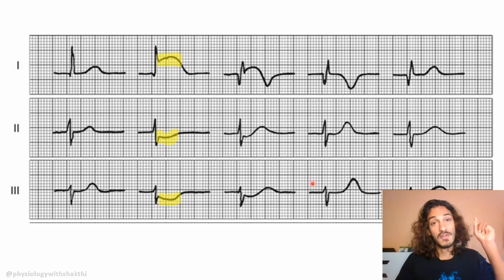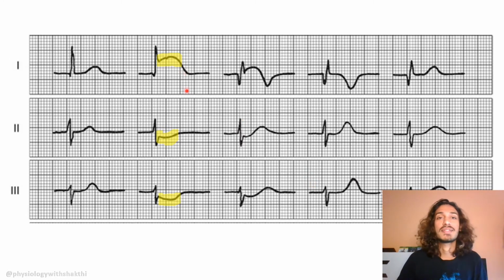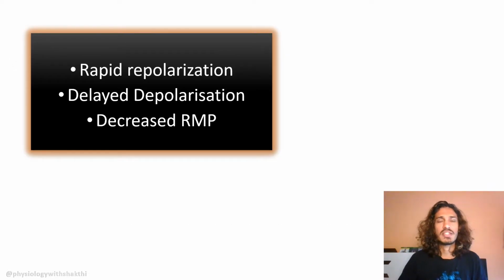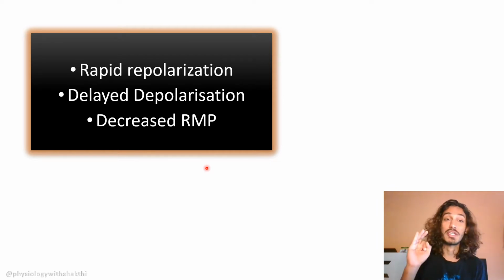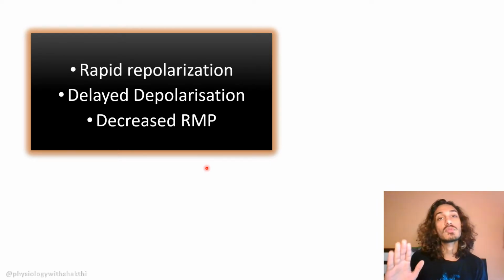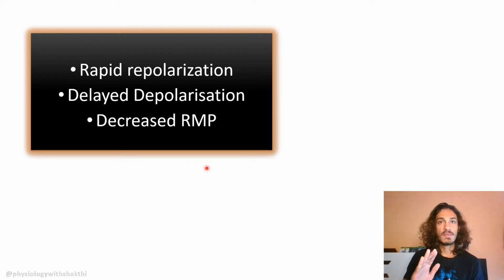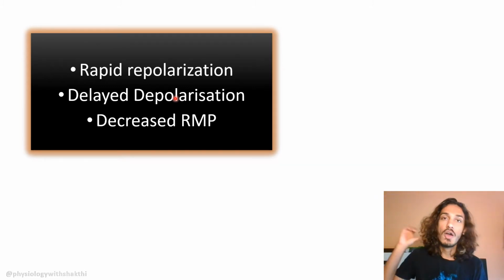The main aim for this video is to understand why ST elevation is there. In general, when teachers are teaching or whatever is given in books, they mention these three things: rapid repolarization, delayed depolarization, and decreased RMP as the reasons for ST elevation. Nobody explains why exactly these things happen and how they result in a current of injury, which in fact results in the ST elevation. That is the main aim of this video: to understand why these things are happening and how they result in your current of injury.